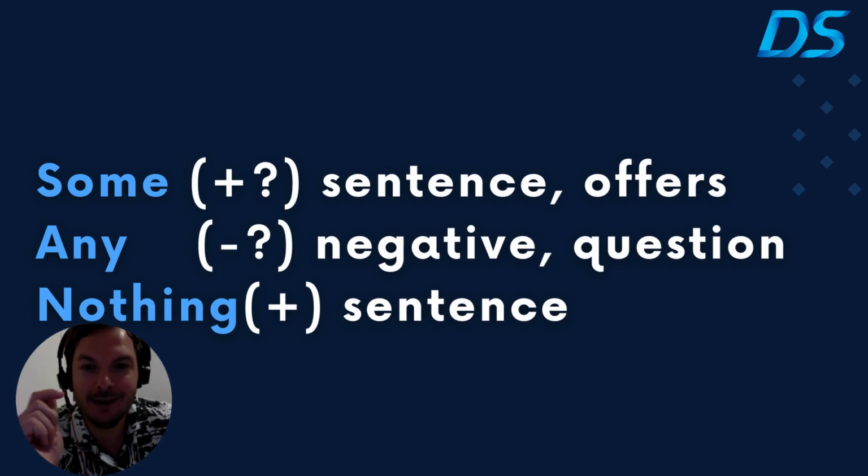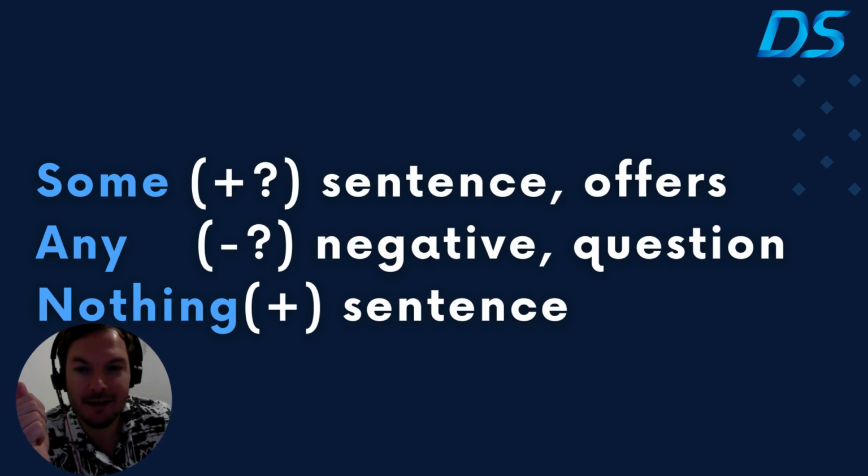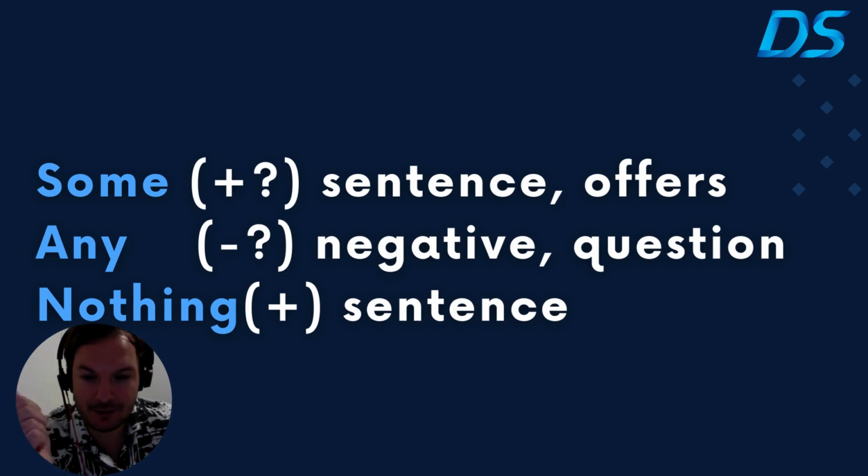That kind of thing. Any is for negative statements like I don't have any bananas on my table right now. And for a question, I can say, is there any food in the fridge? Do you need any help? Do you have any questions? That kind of thing. And then we're going to nothing.